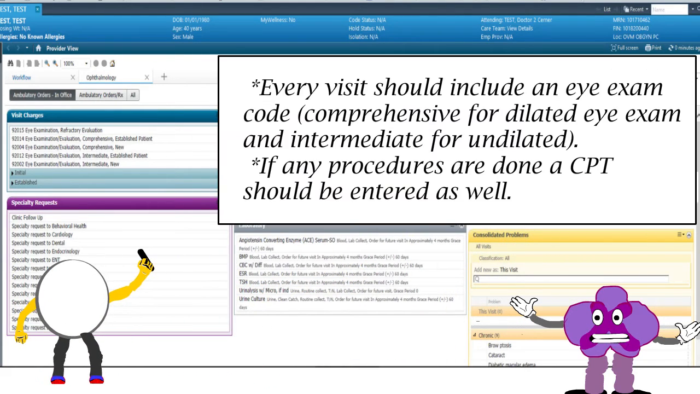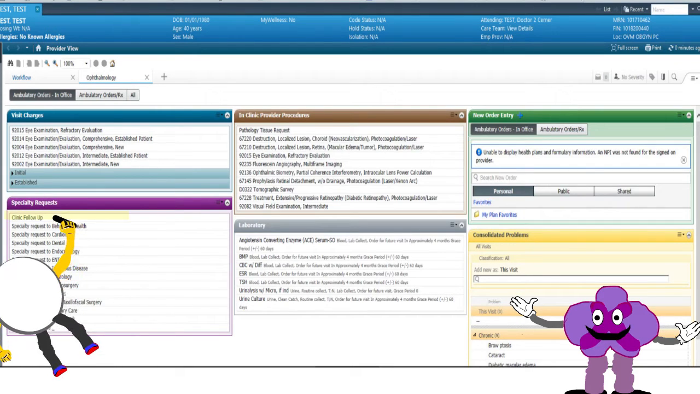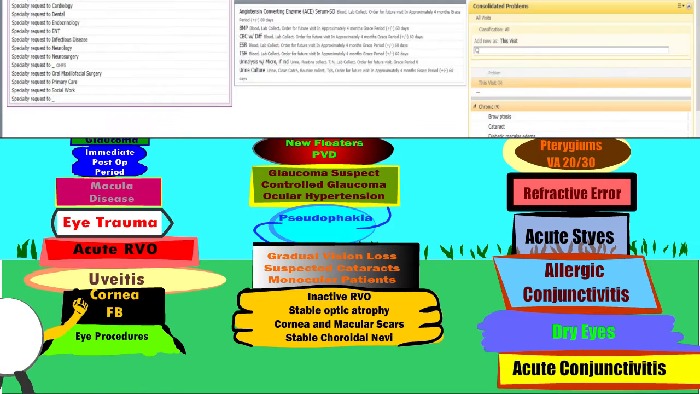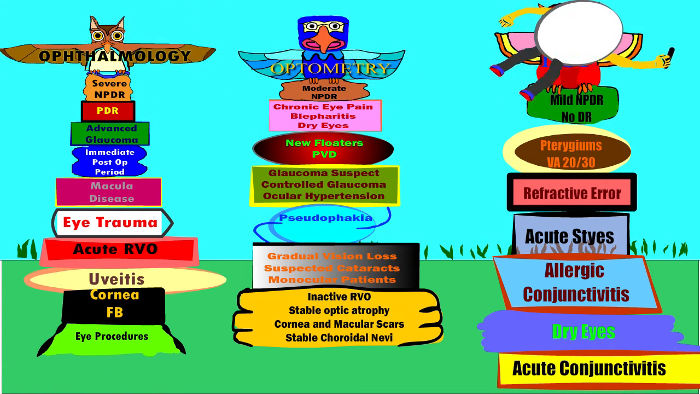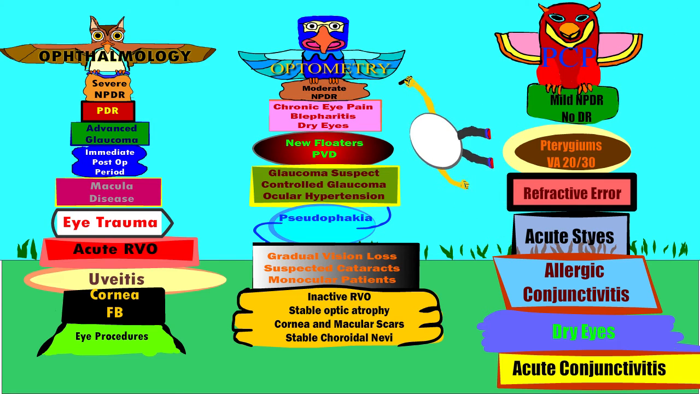This includes PRP, intraocular injections, and glaucoma lasers. When considering follow-up, remember that many patients with low-risk eye problems should be followed by optometry and not ophthalmology. Help keep our ophthalmology clinics free from backlog by sending all moderate NPDR without DME, early glaucoma, and stable pseudophakic and dry eye patients to optometry.